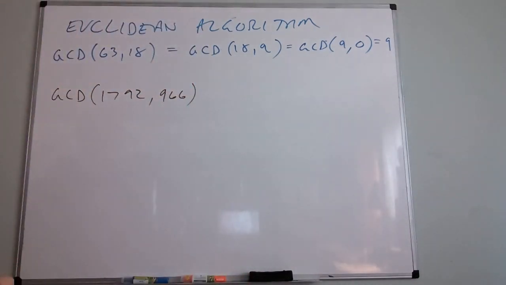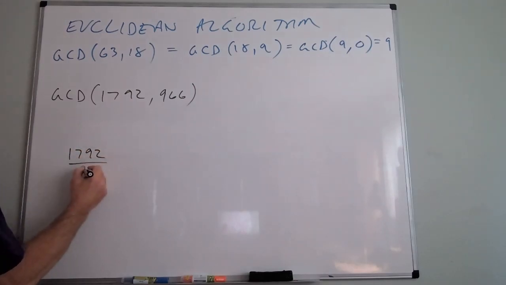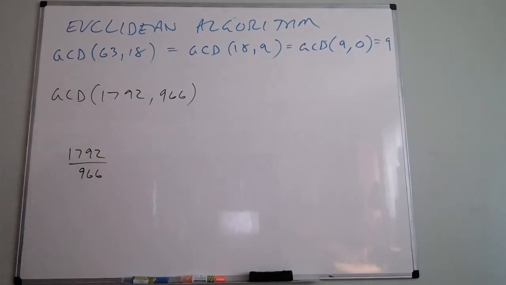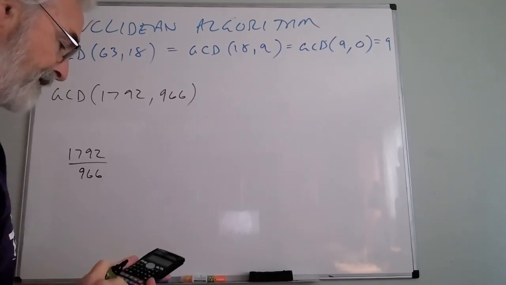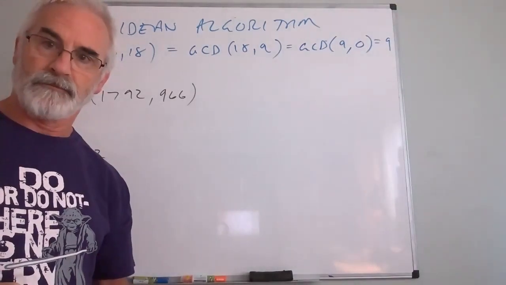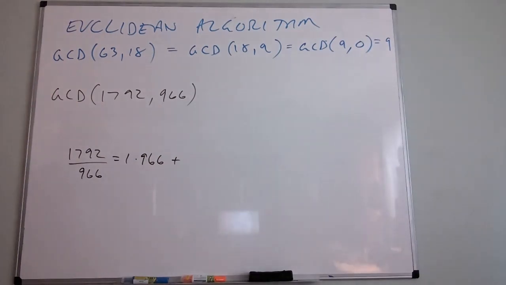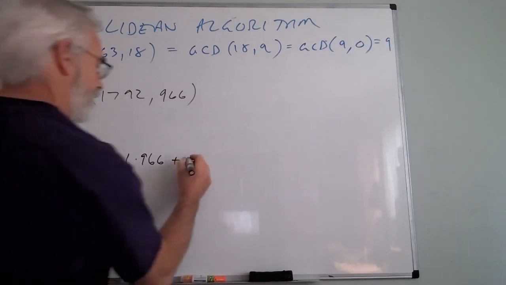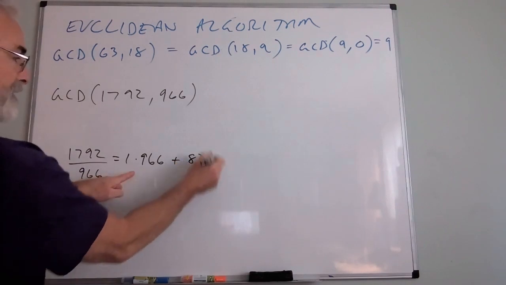And the thing is, it's correct, but it's very, very inefficient. So right off the bat, I need to know what the mod is if I did 1792 over 966. So I'm going to get out my calculator and say 1792 over 966, and I get 1 point something. So that simply means this is 1 times 966 plus whatever the remainder is. Well, what do I do? I'm going to take 1792 and subtract 1 times 966. And that tells me my remainder is 826. Okay, you can do this with any calculator. So that's the number I'm going to use next.